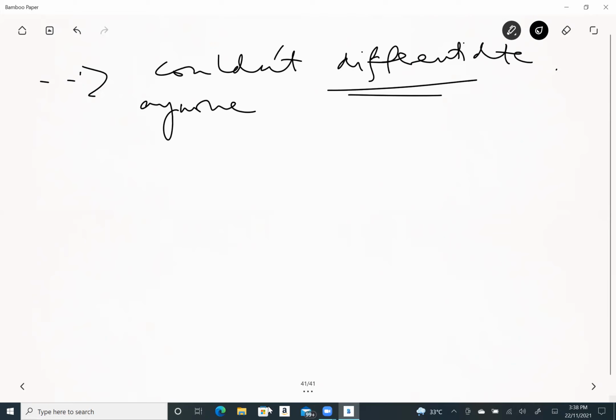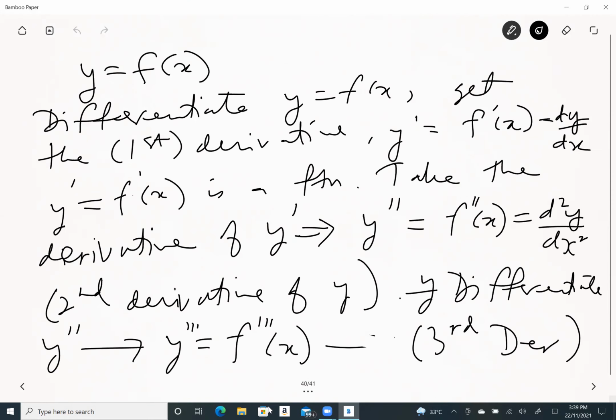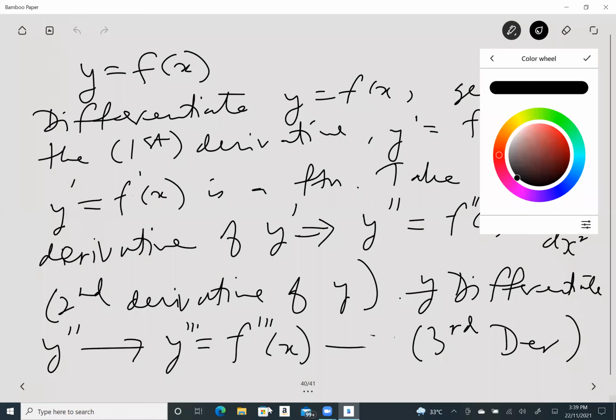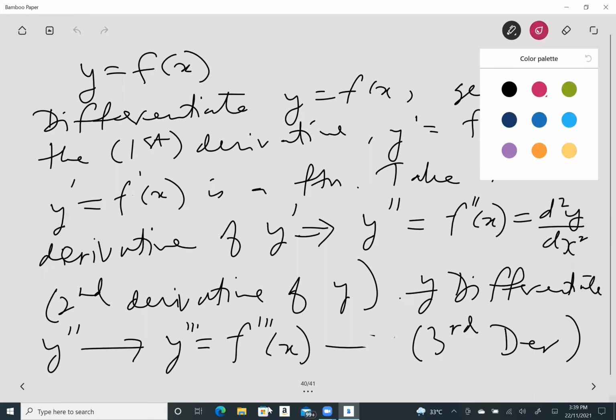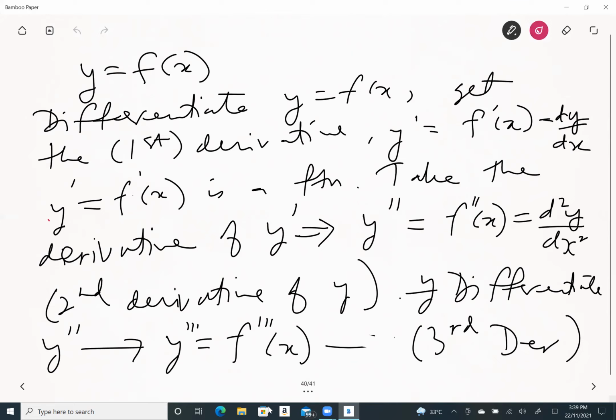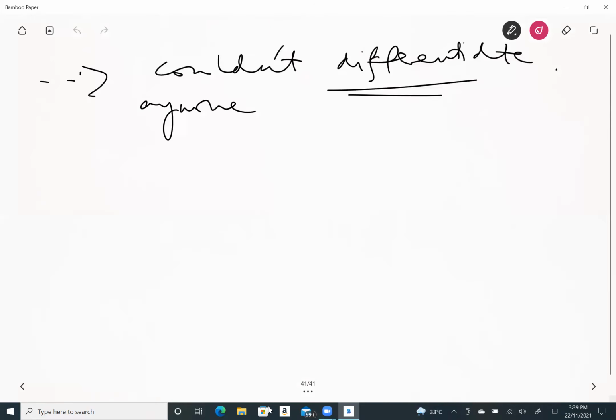But for our purpose, we don't need all those high levels. Of course, it's not difficult to do. We just apply the same rules of derivative. What we need is only the first derivative, y prime, and the second derivative. And sometimes maybe we do this. So don't worry about the higher level derivative.